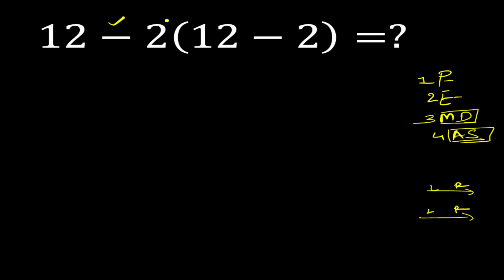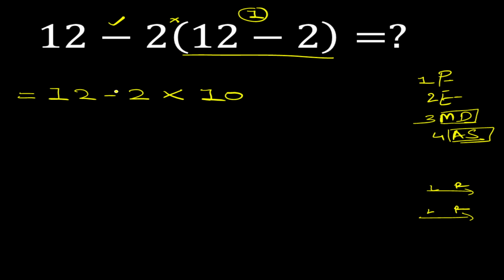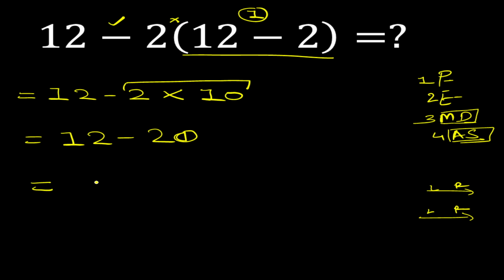In this question, here we have one subtraction, here multiplication, and here we have one parenthesis, right? So according to PEMDAS rule, first we have to solve this parenthesis. So it's equal to 12 minus 2. Now solve this parenthesis. 12 minus 2 is equal to 10. So 2 multiply 10, right? Now 2 multiply 10 is equal to 20. So 12 minus 20, right? Now 12 minus 20 is equal to minus 8. So the correct answer is minus 8.